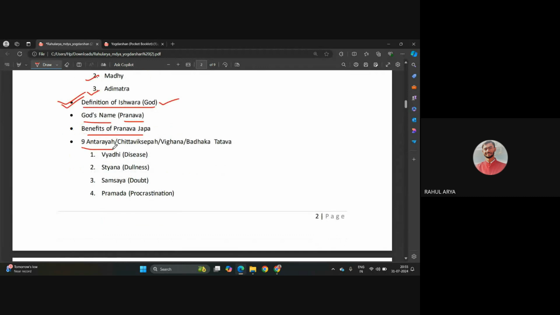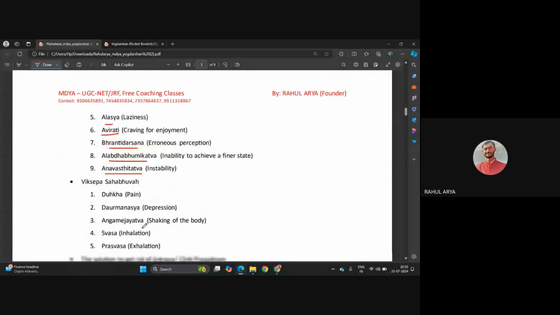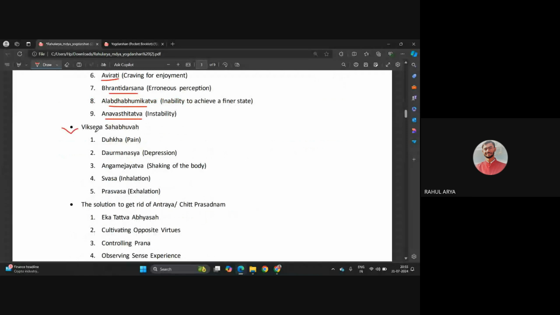Description of the nine antarayas, which we also call chitta vikshepa or vighna, or badhak tattva. All are synonyms. Any word the examiner can use: badhak tattva, vighna, chitta vikshepa, antaraya. So vyadhi, styana, samshaya, pramada, alasya, avirati, bhranti darshana, alabdha bhumikatva, anavasthitatvani. These are the nine antarayas, and the vikshepa sahabhuva which come with the nine antarayas are the five: duhkha, daurmanasya, angamejayatva, shvasa, prashvasa. These are the five.